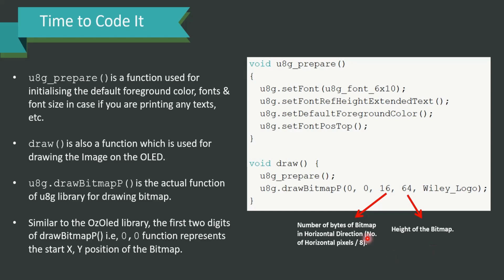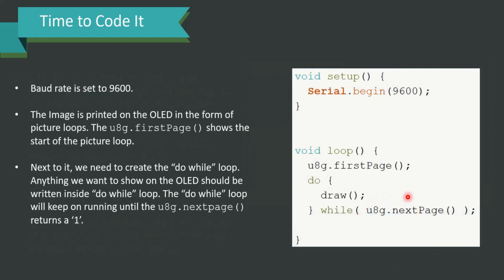And this is very important to remember, where 16 represents the number of bytes of the bitmap in the horizontal direction and 64 represents the height of the bitmap. Baud rate, as usual, is set to 9600, and the same can be seen in parallel in the form of code. The image is printed on the OLED in the form of picture loops.